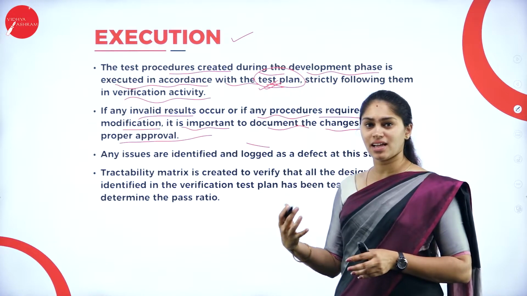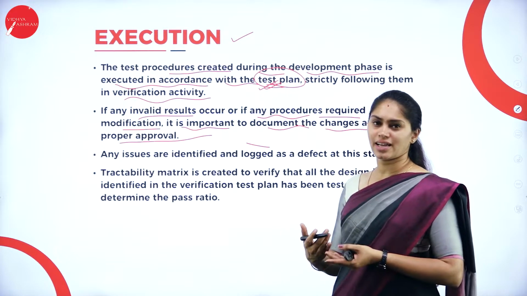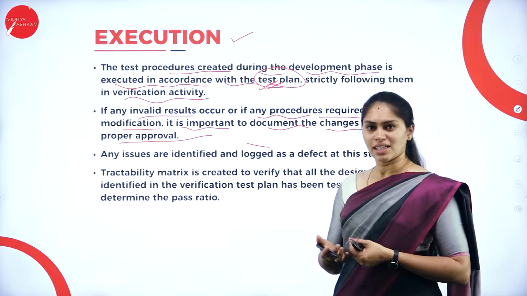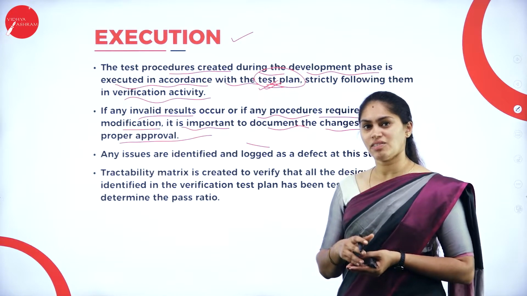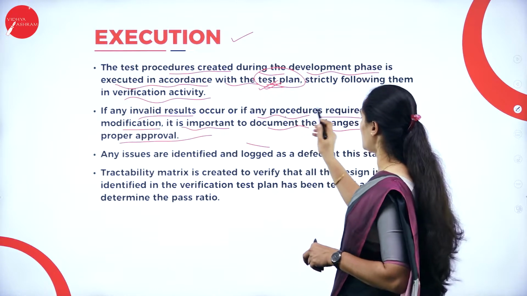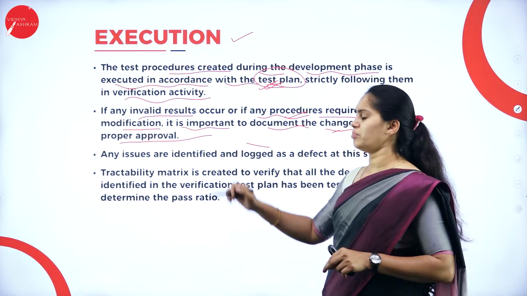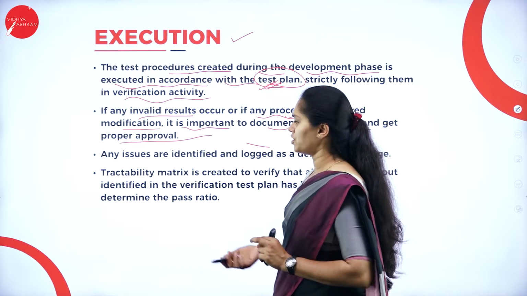But what if there is an error? At that time, if there are any invalid test cases, if the test cases are not matching the expectation and reality, the changes we are making to the system or design should be incorporated in the document, and the changes we have made should be approved. Then only we can go on to the further steps.